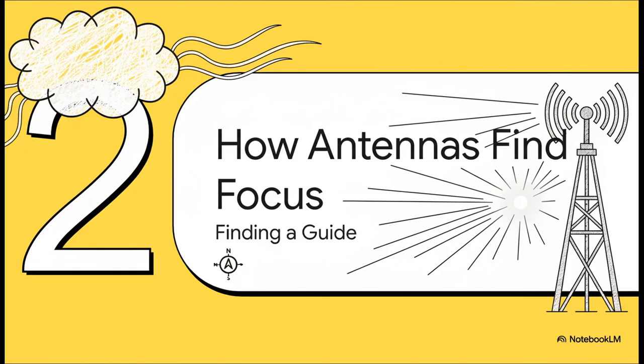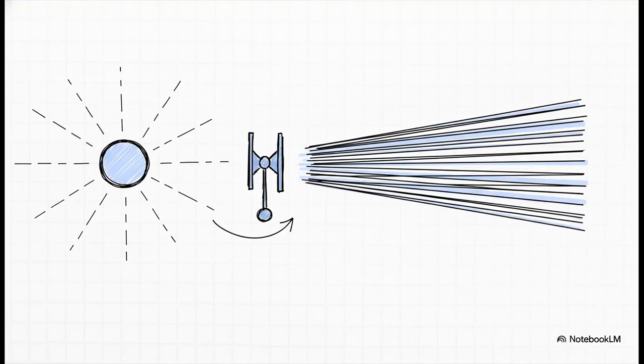Well, this is where our hero finds a guide. This is how antennas find their focus. See, real antennas are the solution to our problem. Their entire job is to take all that raw energy and give it shape. They don't create more energy. They just take what's there and focus it, kind of like how a magnifying glass focuses sunlight into a single powerful beam. They point the energy where it needs to go.